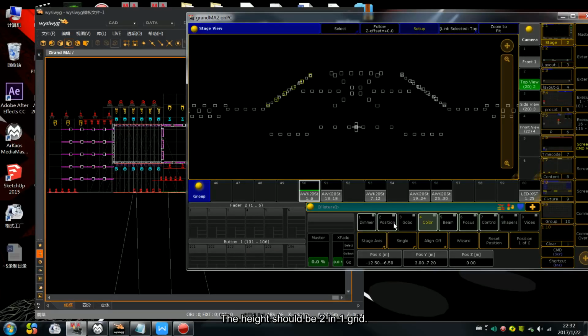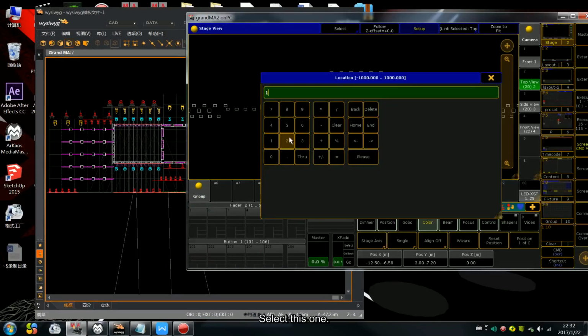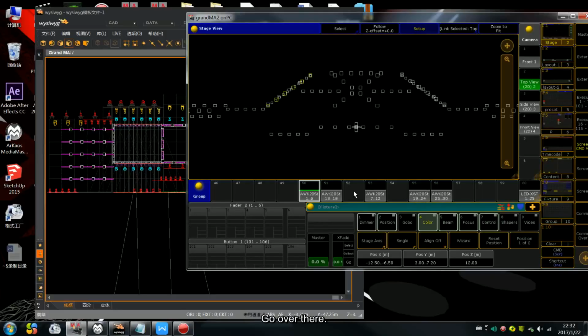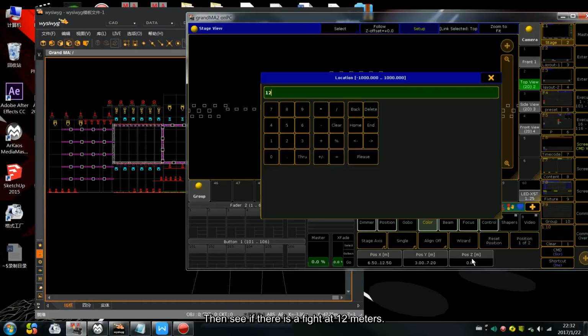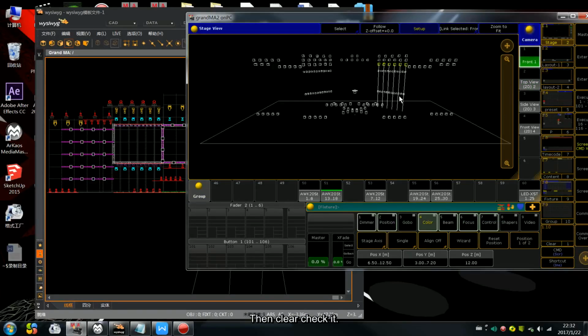The height should be 2 in 1 grid. 10. 1, 2, 3, 4, 5, 6. 12 meters. Height 12 meters. Select this one. Go over there. Height 12 meters. Then see if there is a fight at 12 meters. There was no fight. Then clear check it.